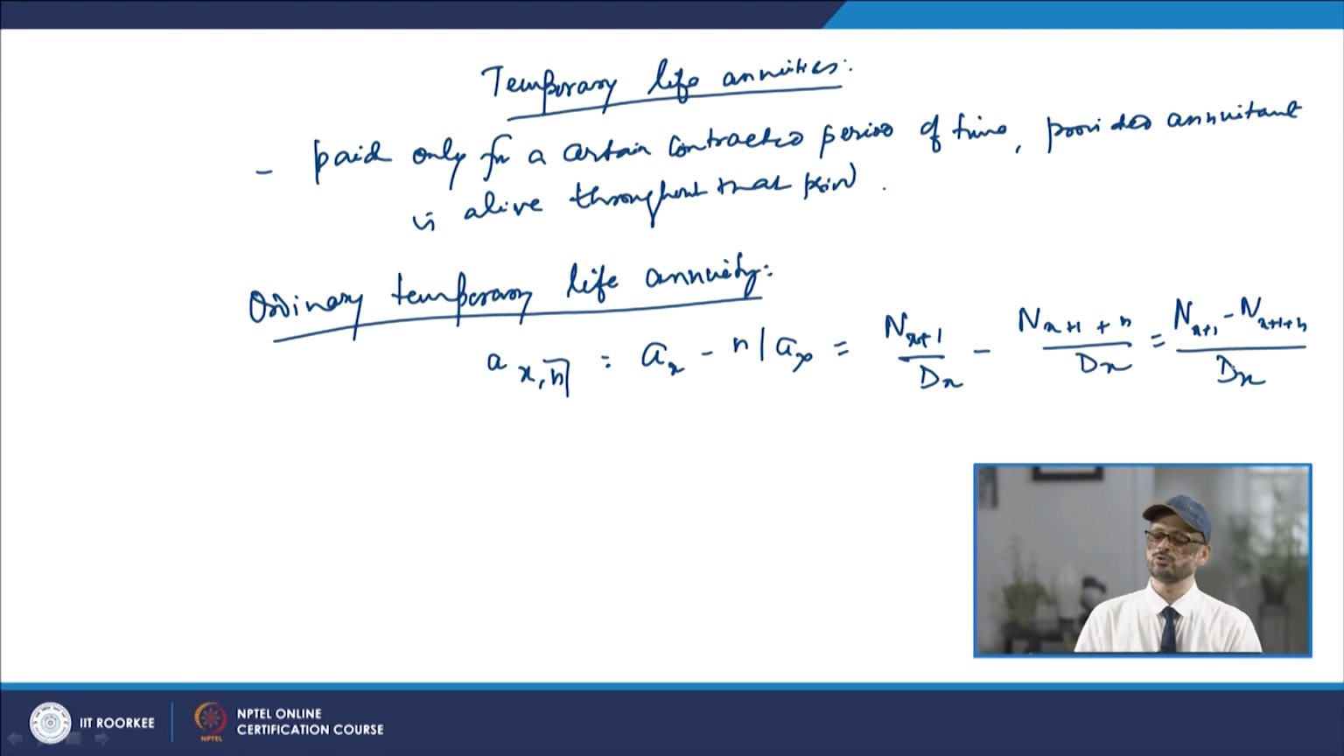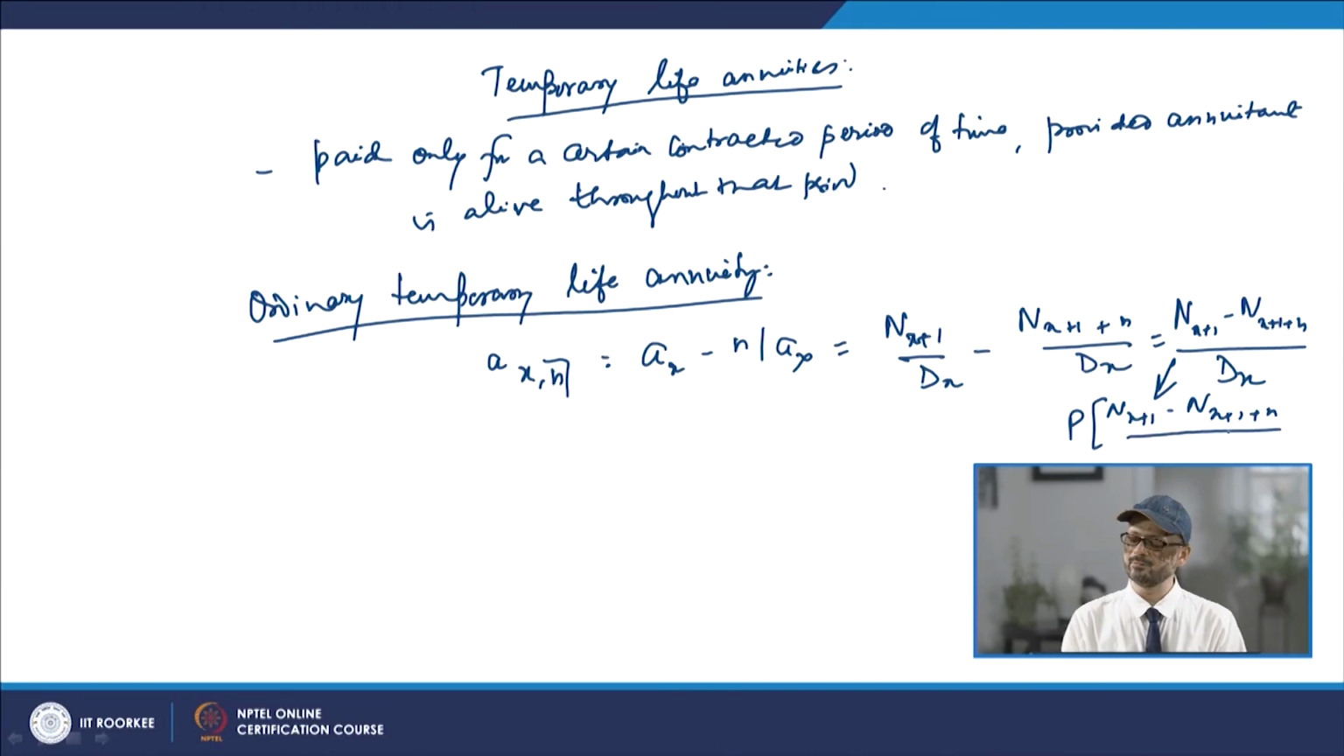This is how you compute the ordinary temporary life annuity, and if it is for payment P, then you multiply by P here. So it will be P into Nx plus 1 minus Nx plus 1 plus n divided by Dx. This will be for payment P.